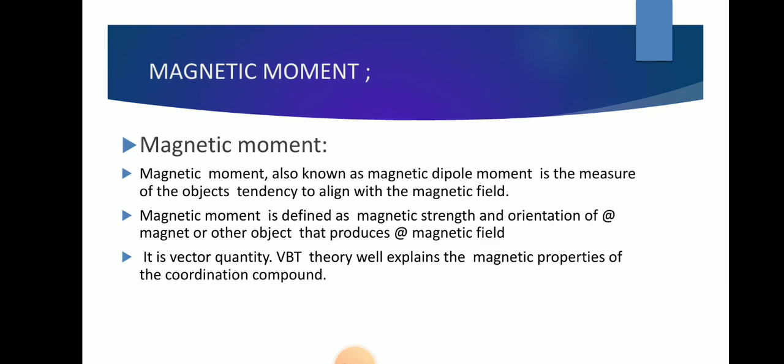Magnetic moment. Magnetic moment, also known as magnetic dipole moment, is the measure of the object's tendency to align with the magnetic field. Magnetic moment is defined as the magnetic strength and orientation of a magnet or other object that produces a magnetic field. It is a vector quantity. Valence bond theory well explains the magnetic property of coordination compounds such as paramagnetism.